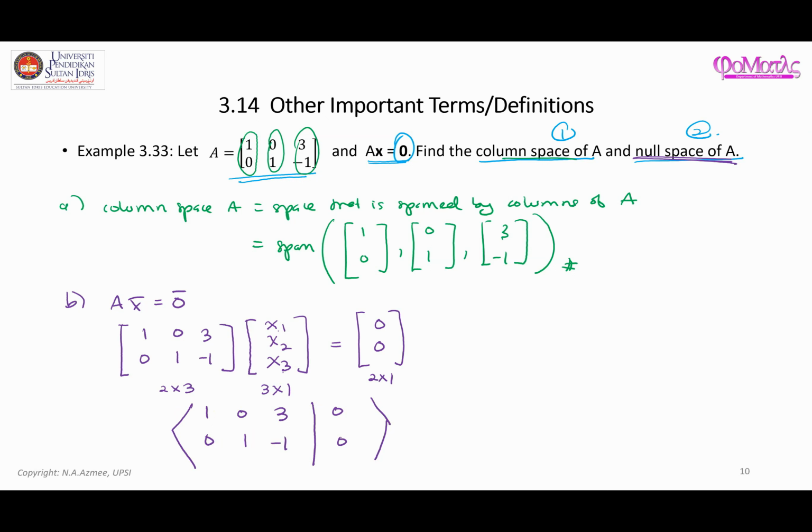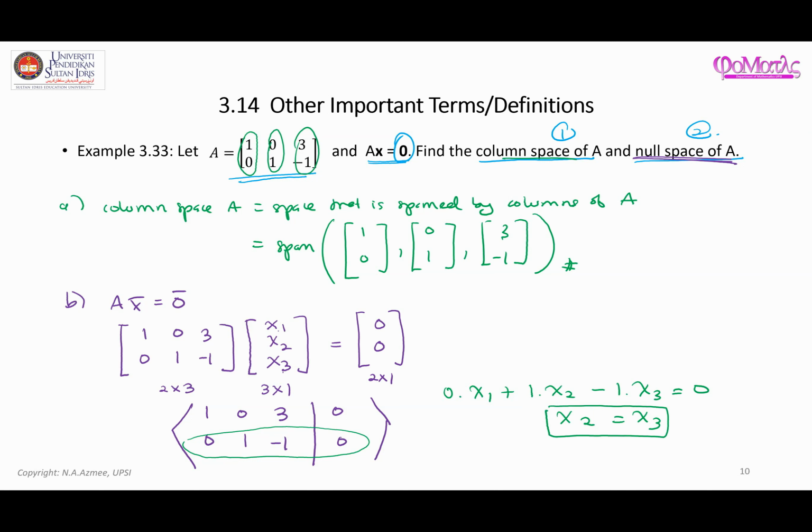Well, clearly I don't think we need to do anything much because it looks quite simple already. So what we can do is see that from the first line, we have basically 0x1 plus 1x2 minus 1x3 is equal to 0. Therefore, x2 is equal to x3. So that is the first part that we get.